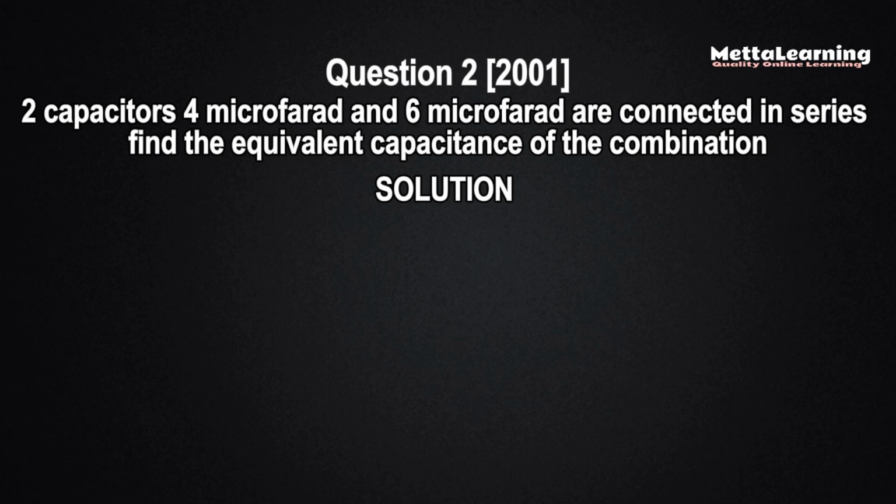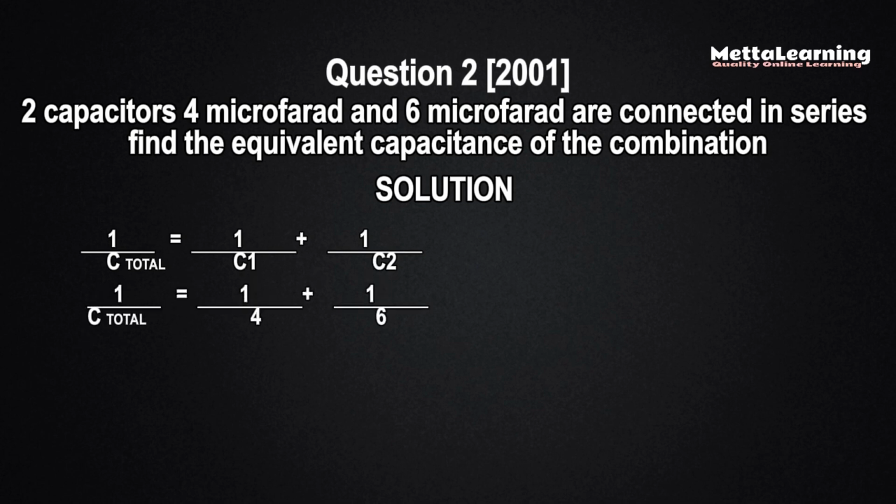So the formula for capacitors in series will then be 1 over the equivalent capacitance equals 1 over C1 plus 1 over C2, just that we're given 2 capacitors in this question. So the first capacitor is 4 microfarad and the second capacitor is 6 microfarad. So let's plug this into our formula. We have 1 over equivalent capacitance equals 1 over 4 plus 1 over 6.